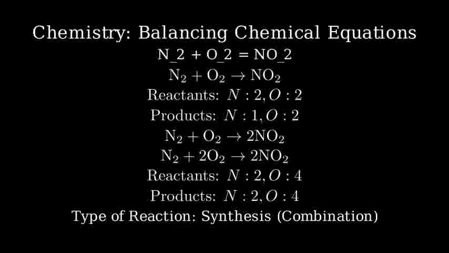Now, let's identify the type of reaction. In this equation, we have 2 different reactants combining to form a single product. This is an example of a synthesis reaction, sometimes called a combination reaction. In a synthesis reaction, multiple reactants combine to form a more complex product.